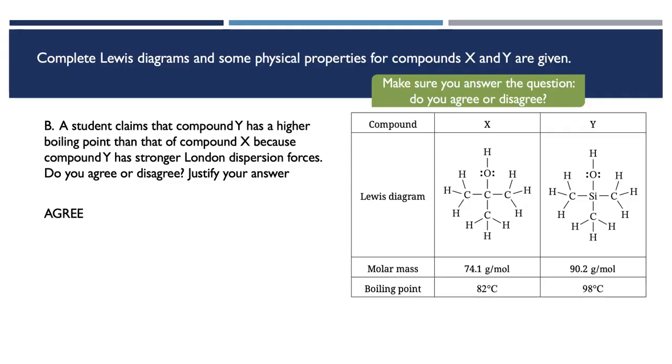So the best choice here is to agree. But it's not enough to just say agree. We need to say why we agree. And you have to look at the central atoms. These two structures, X and Y, have very, very similar formulas, right? They're very similar, and the only real difference is the identity of that central atom. Compound X has a carbon in the central atom. Compound Y has a silicon in the central atom.